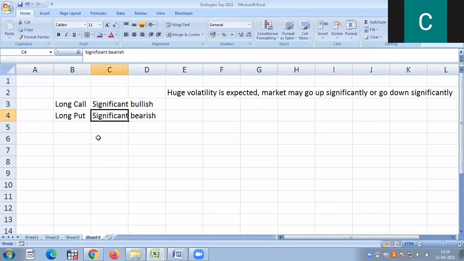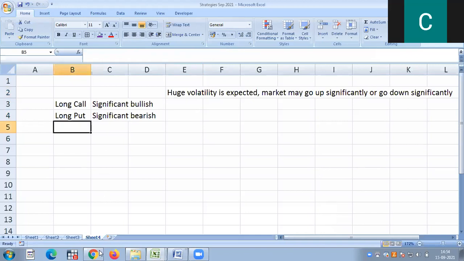Either of these two will happen. So as a result, huge volatility is expected. Market may go up significantly or go down significantly. It means to say, I'm sure about one thing, it may move in any direction, but I don't know which direction it is. No clarity about the direction. Then I'll go for a long call and a long put.